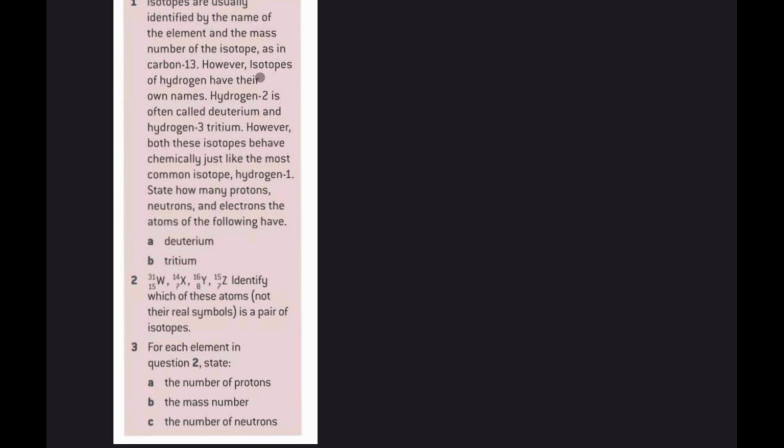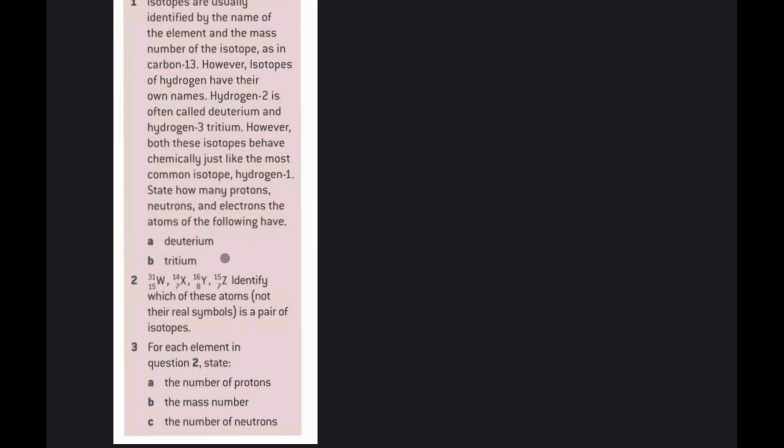However, isotopes of hydrogen have their own names. Hydrogen-2 is often called deuterium and hydrogen-3 tritium. However, both these isotopes behave chemically just like the most common isotope, hydrogen-1. State how many protons, neutrons, and electrons the atoms of the following have. So for deuterium and for tritium.